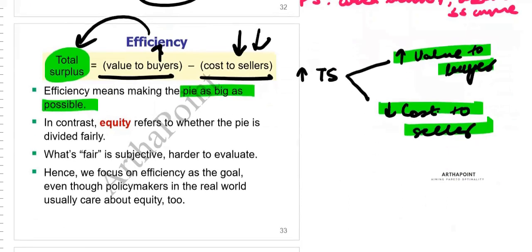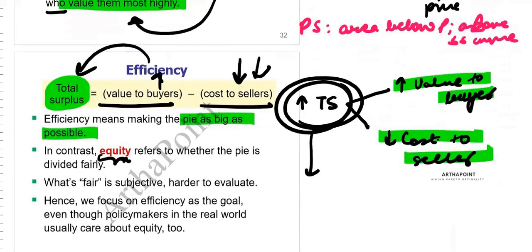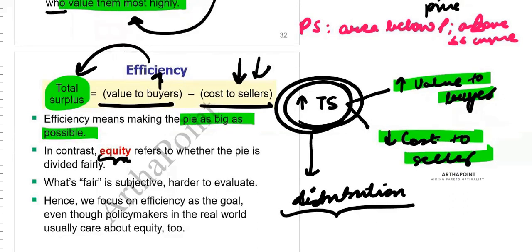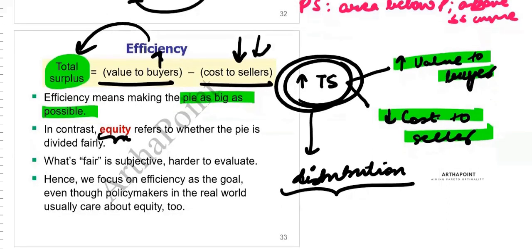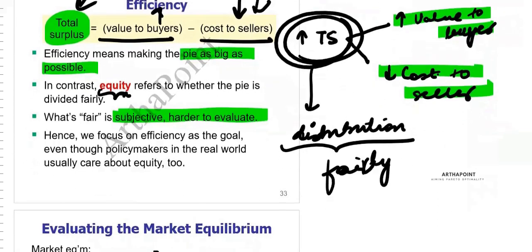Now, what is equity? Equity is basically the distribution of whatever pie it is, whatever the total surplus is. The distribution of the total surplus, that is equity. Equity is dependent on how fairly it is distributed. And fairness is a subjective concept. Okay, fairness is a subjective concept.